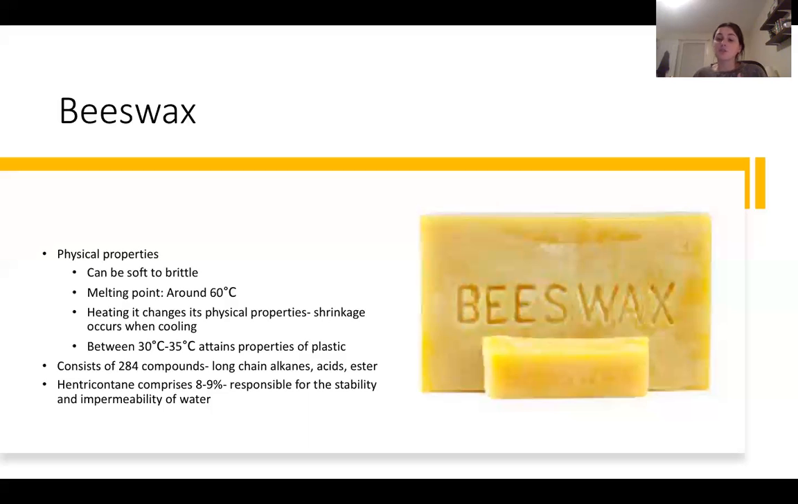It consists of 284 compounds, which are long chains of alkanes, acids, and esters. Hentriacontane comprises 8 to 9% of beeswax and is responsible for the stability and impermeability to water. Beeswax specifically is used for various beauty products, including lip balm, hair product, moisturizer, and several different types of makeup.